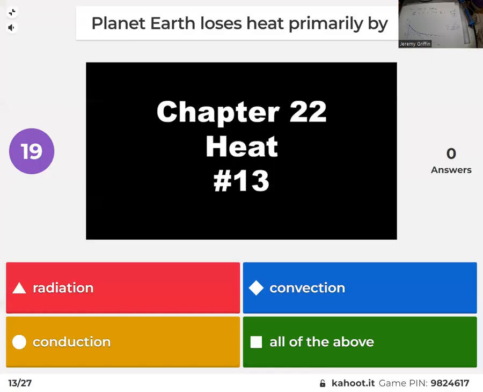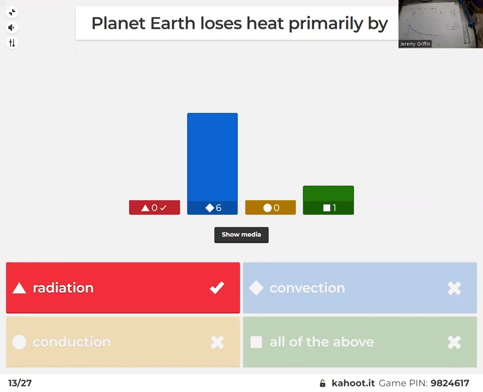Planet Earth loses heat primarily by what? Ooh, no winners. So the temperature of the Earth is relatively stable. I mean, you guys know in the last few decades it's ticked up a couple of degrees, but for large geologic time periods, see, there's an import of energy and there's an export of energy, and somehow those are pretty close to being in balance, right?